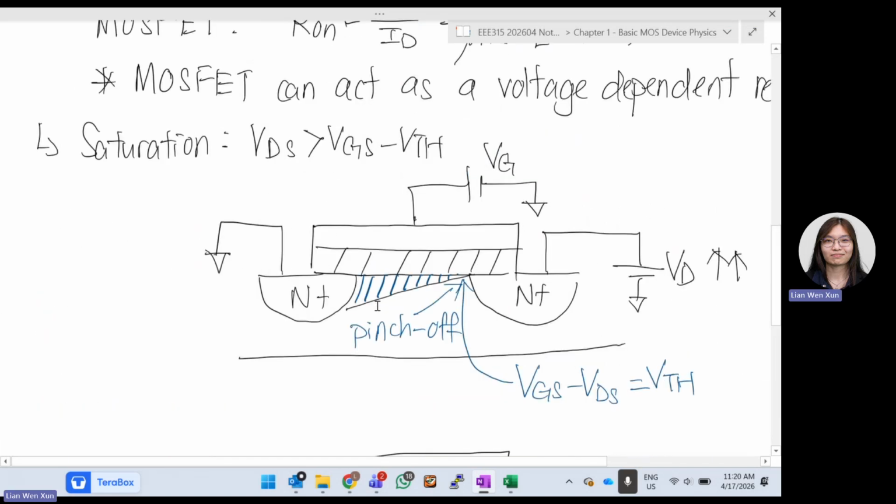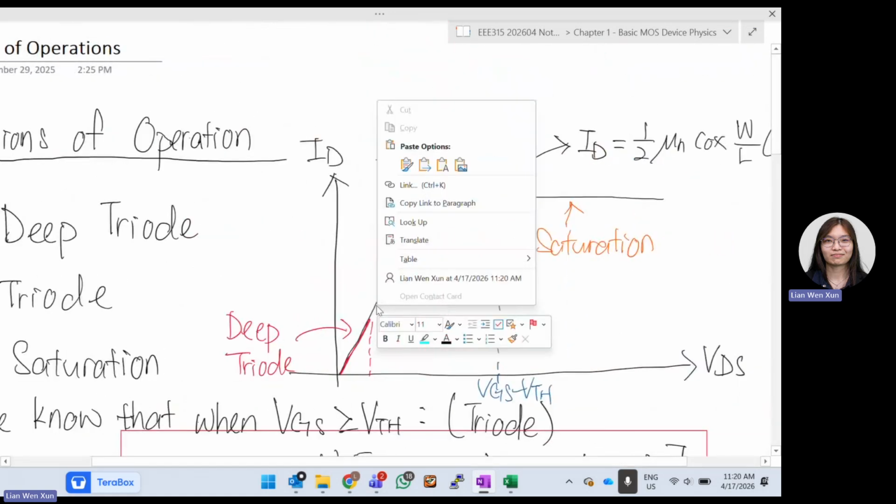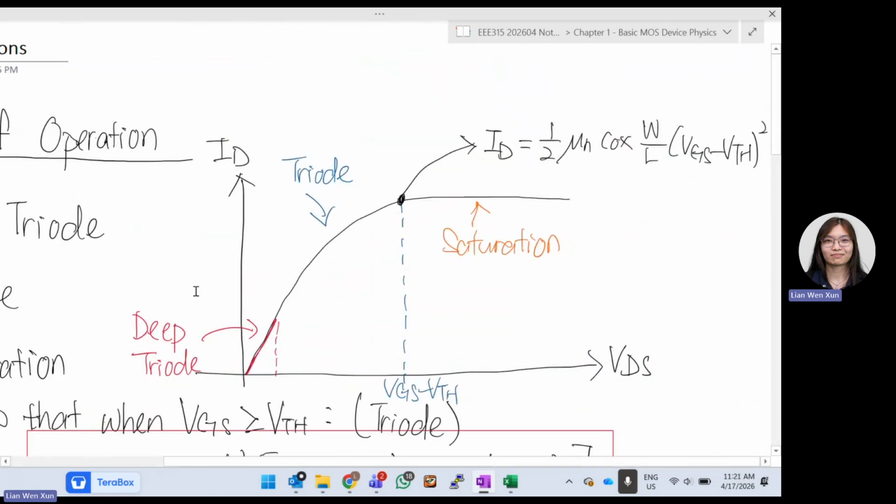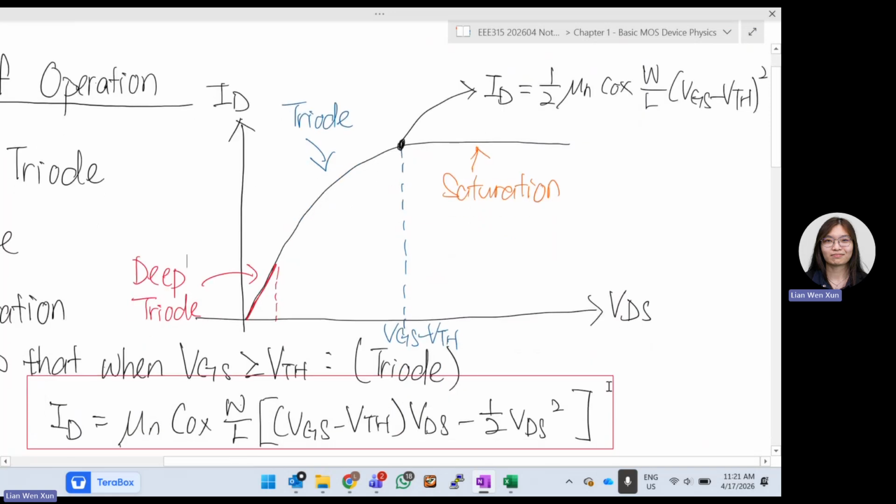Okay. That's why current is approximately constant. Now we go back to this. So we can see deep triode is supposed to be a straight line. When VDS increases, ID increases. But after that, in the triode region, when it is already turned on and we increase our VDS slowly, it will go up like this until a peak point, because we got a square over here. So it will peak somewhere here.